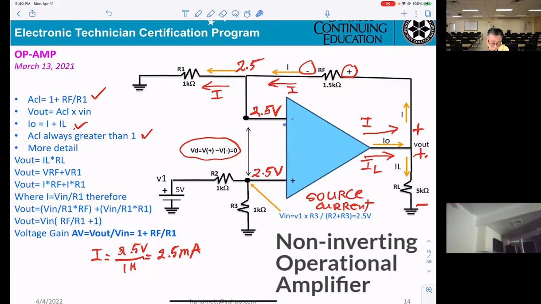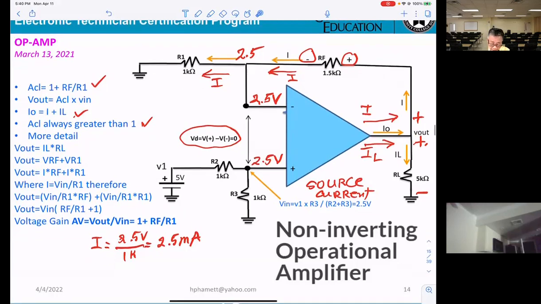That's what they prove. How do they get this formula for the gain of the inverting and non-inverting amplifier? So input positive, output positive. Okay, input negative, output negative. Output and input will be in phase.